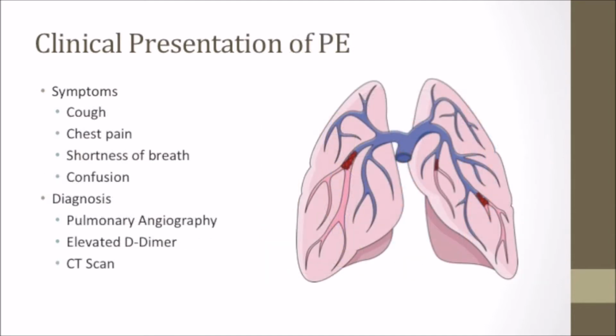Clinical presentation of a pulmonary embolism includes symptoms of cough, chest pain, shortness of breath, and confusion. Pulmonary angiography, elevated D-dimer, and CT scan can also be diagnostic criteria for a pulmonary embolism.